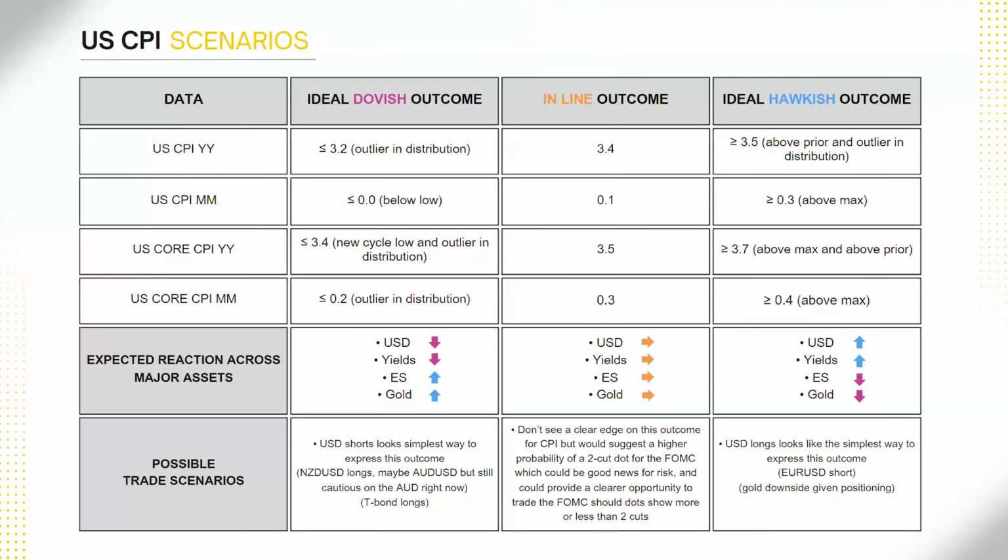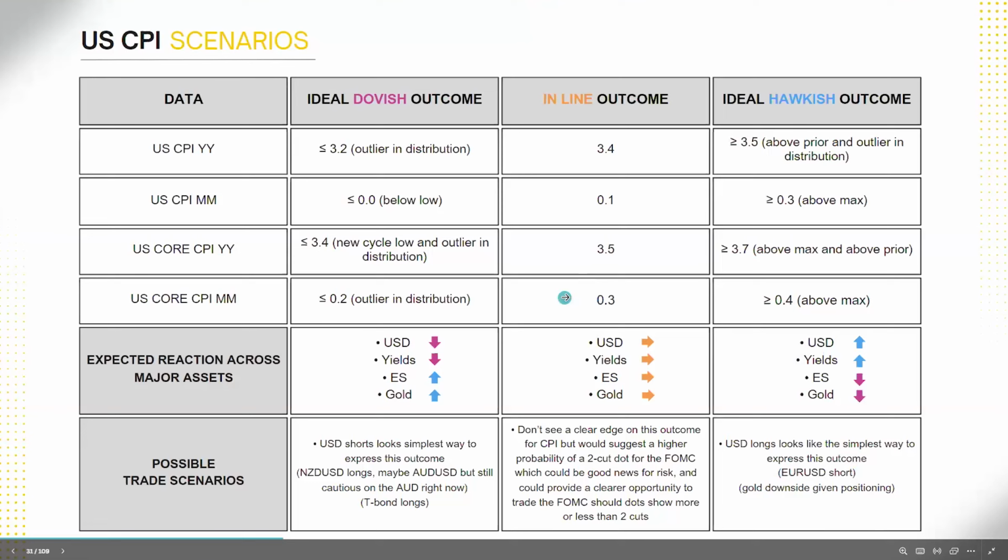Now, what we also have to include in our scenario planning is how we think broad asset classes would react on each of these types of prints. And of course, we need to choose which assets we prefer to trade on each of those outcomes. For this particular data point, we were looking for Kiwi dollar longs if we got a decent miss. Alternatively, we were looking at T-bond longs as well. And for a strong beat, we were looking for potential euro dollar shorts.